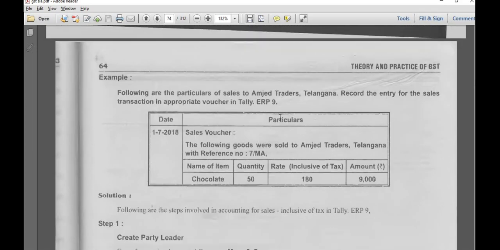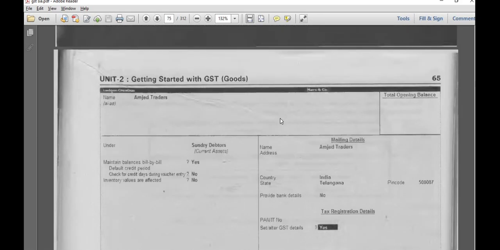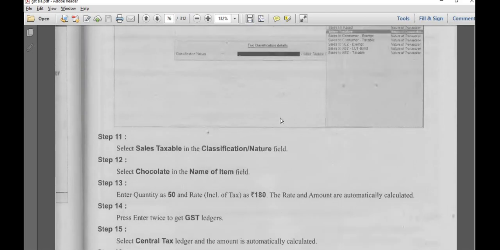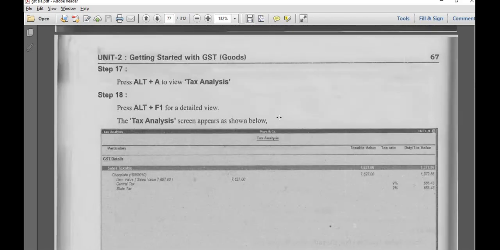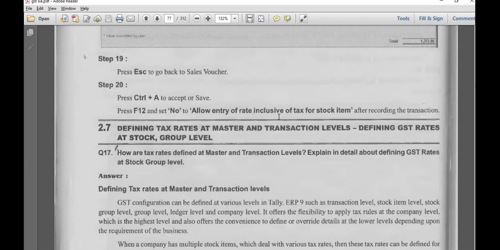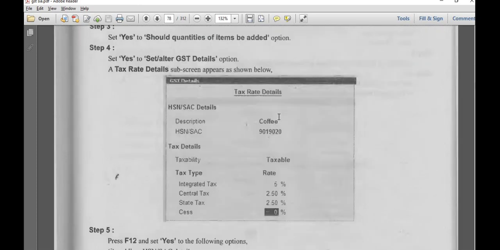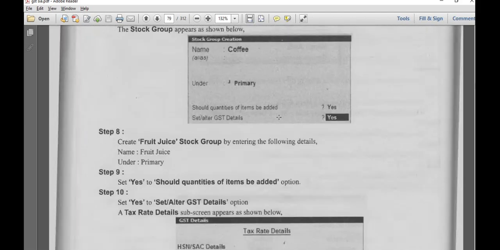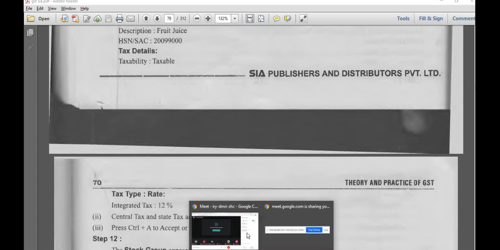And supply inclusive of tax. We have some more operations which are included in the tax, so we will see all these transactions. Till now we have done purchases and sales of intrastate and interstate. What is the difference between interstate and intrastate?